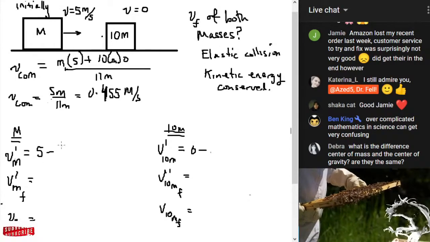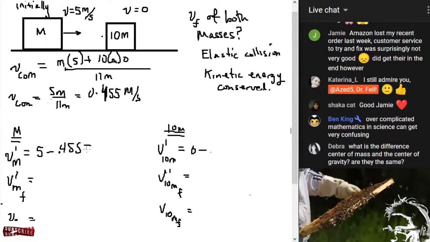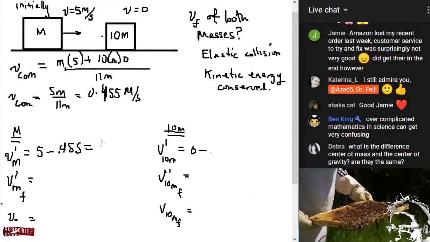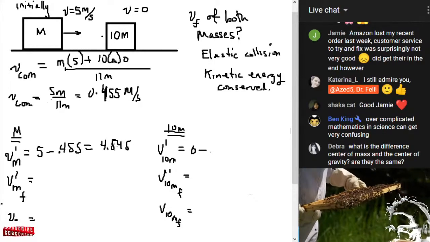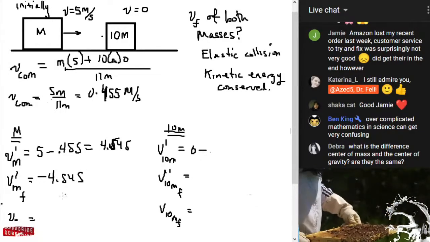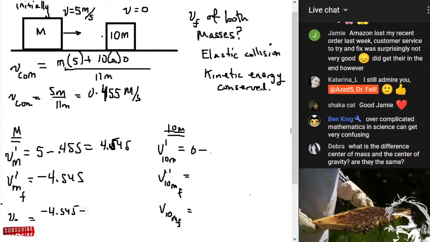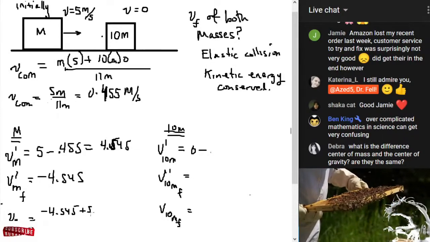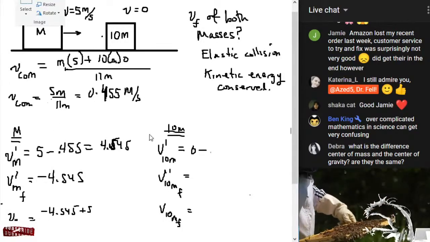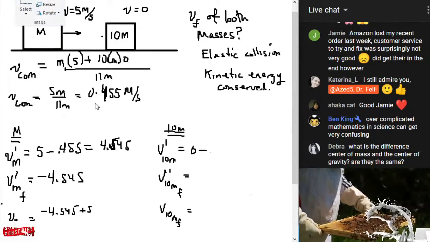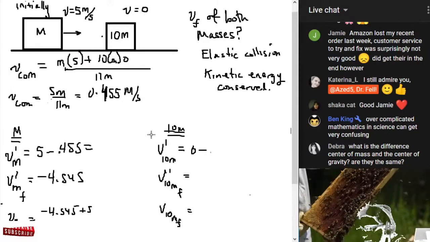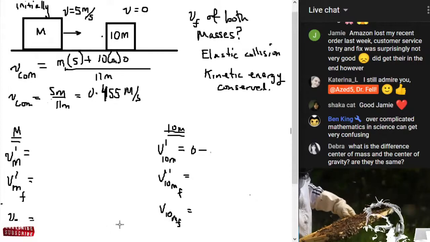Okay, so 5 minus 0.455, 0.545. Reverse that sign and then add it back. What in the world is wrong with me? I'm rushing, that's the problem. Come on, stupid thing. All right, let's take our time.